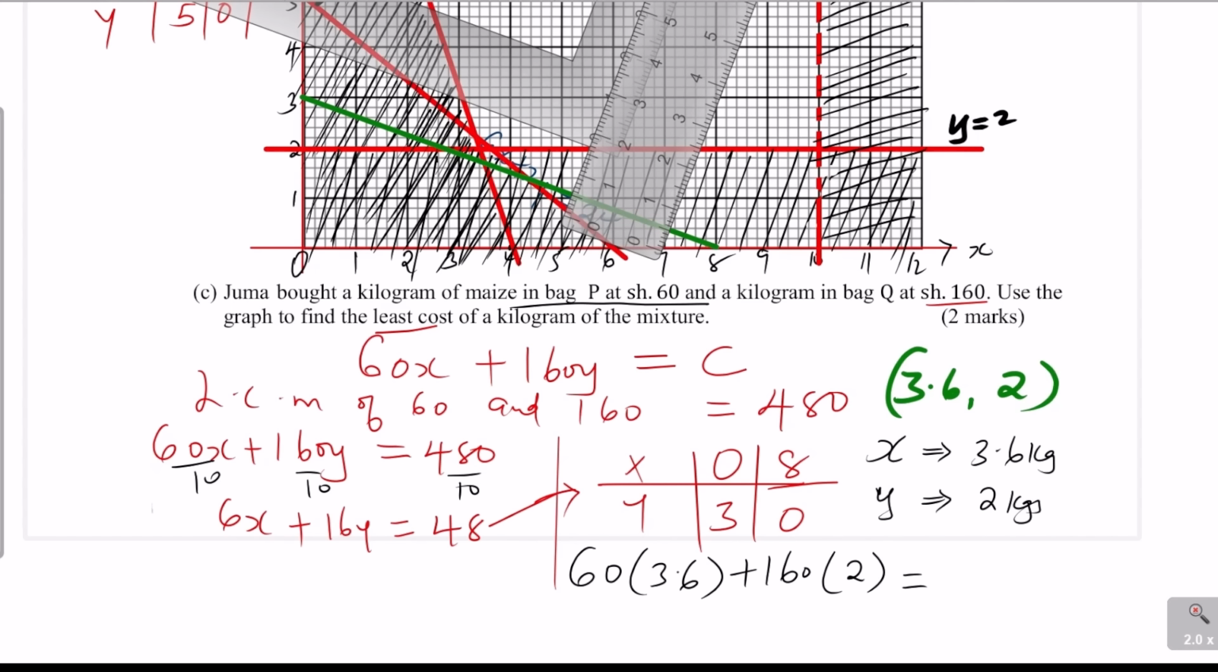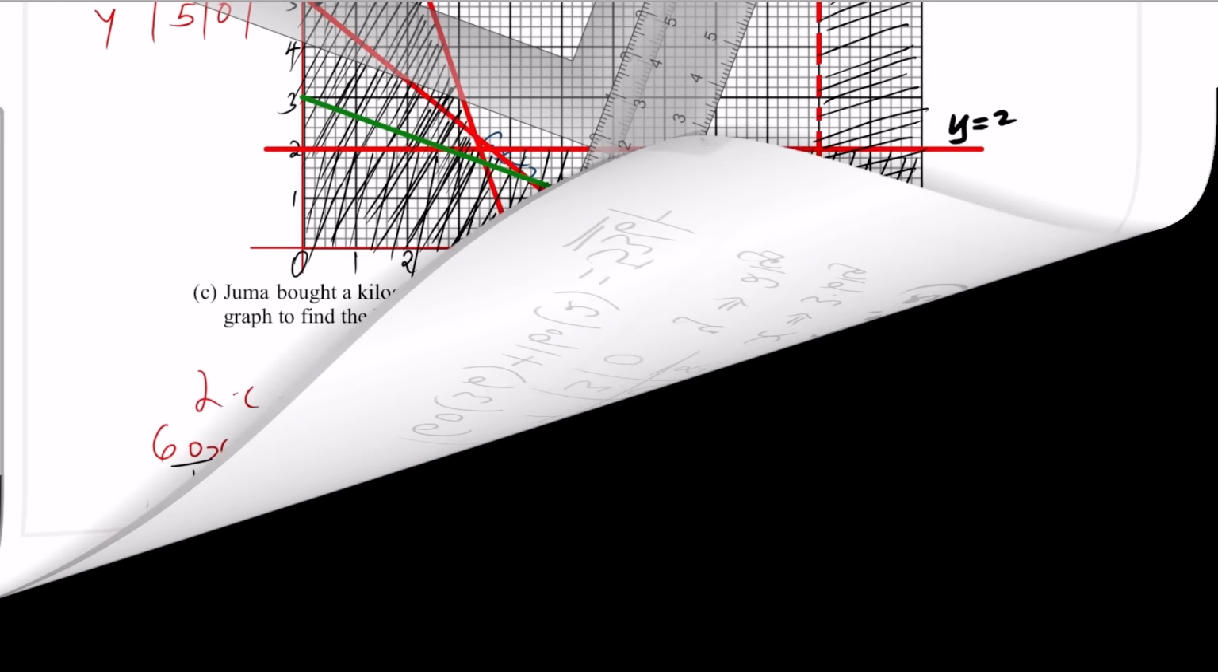So we can multiply these and see. This will give us 60 multiplied by 3.6 plus 160 multiplied by 2. This one gives 536 shillings. So that is the minimum cost. That is how you're supposed to solve that question.